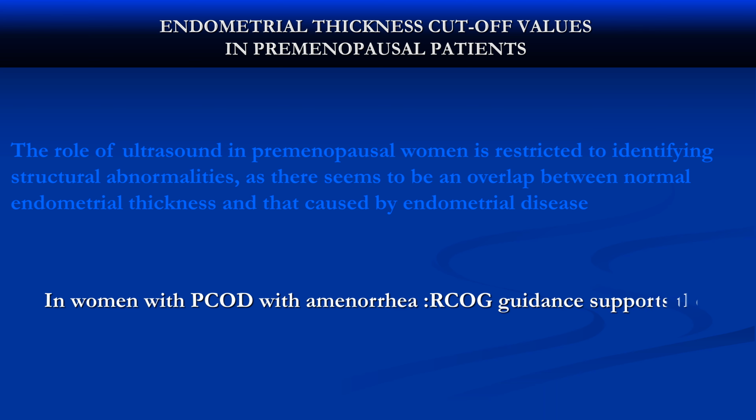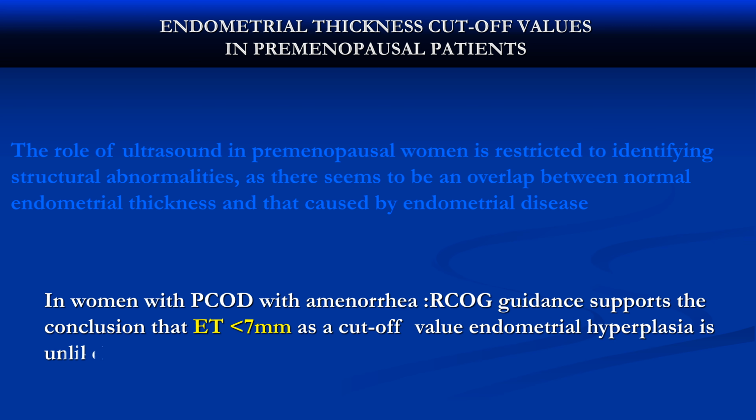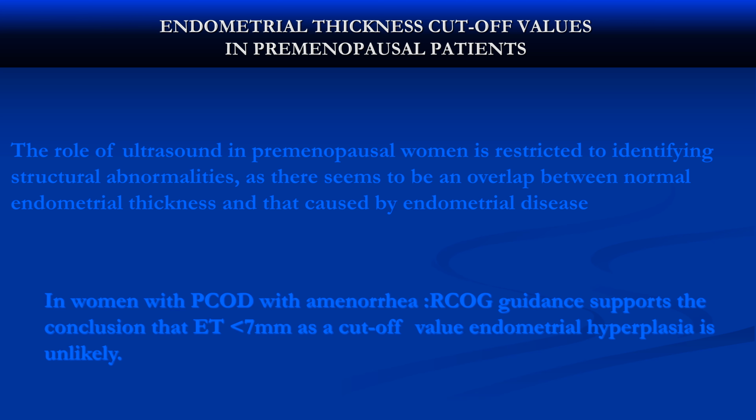In women with polycystic ovarian syndrome with amenorrhea, the Royal College of Obstetricians and Gynaecologists guidance supports the conclusion that with endometrial thickness less than 7 mm as a cutoff value, endometrial hyperplasia is unlikely. Again, in women with polycystic ovarian disease with amenorrhea, the guidance supports the conclusion that if endometrial thickness is less than 7 mm as a cutoff value, endometrial hyperplasia is unlikely.